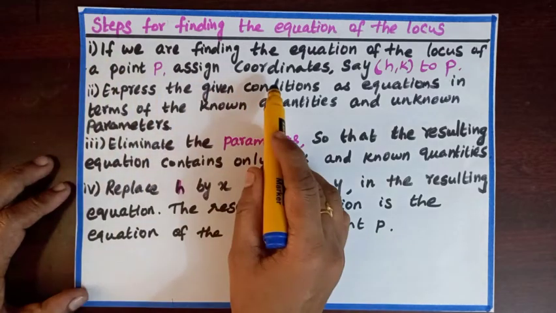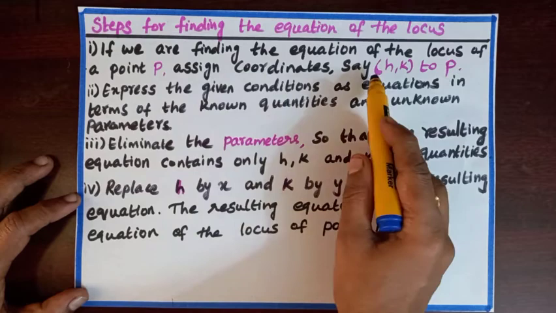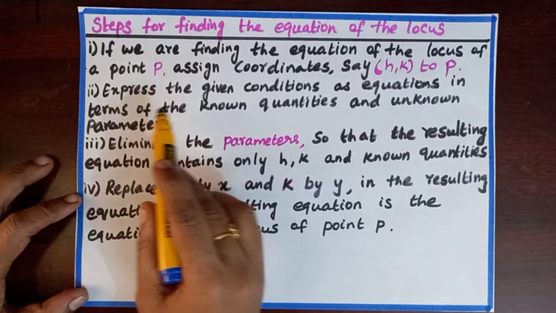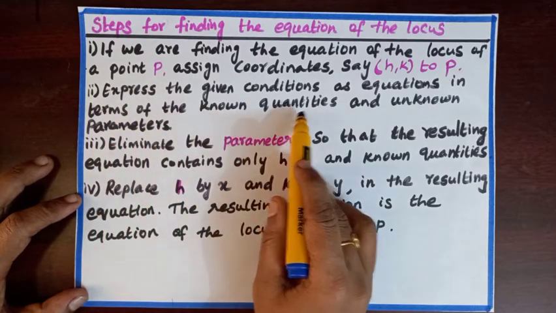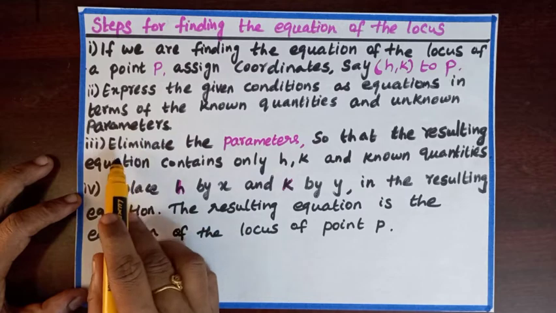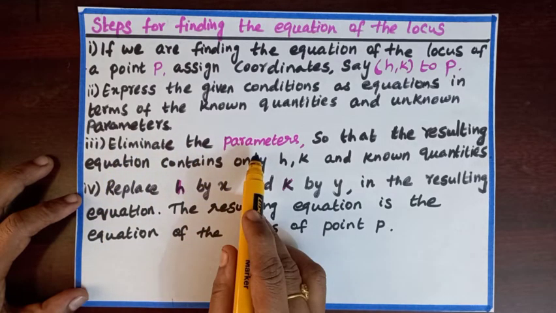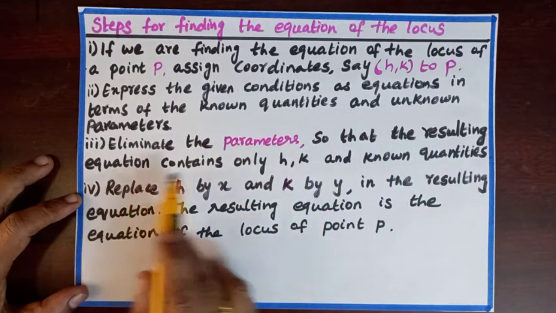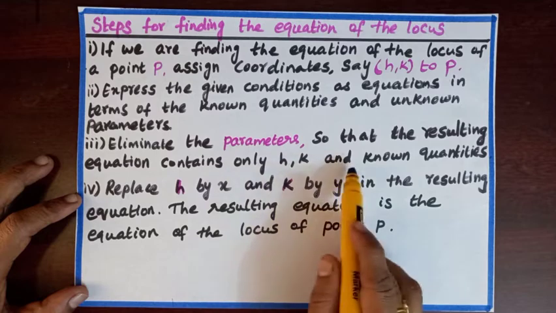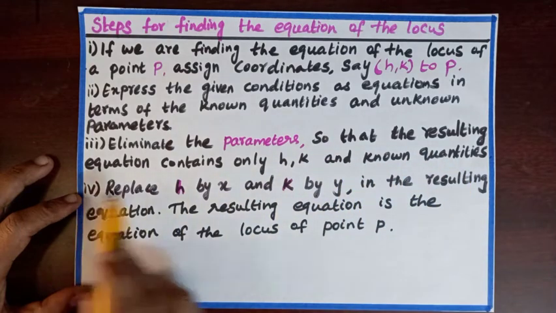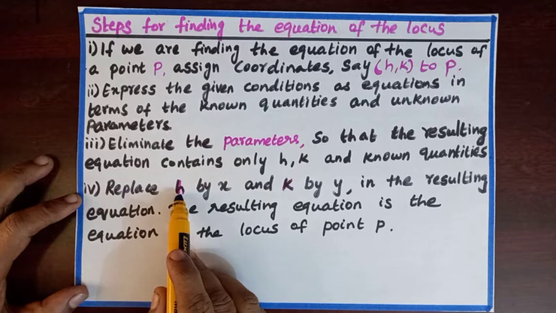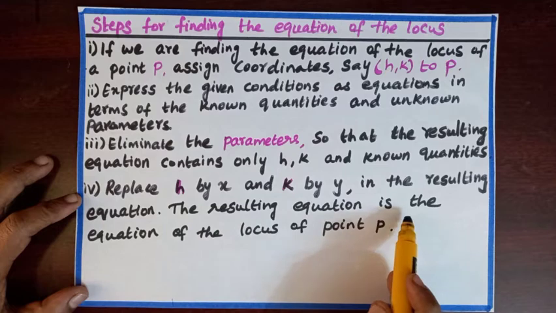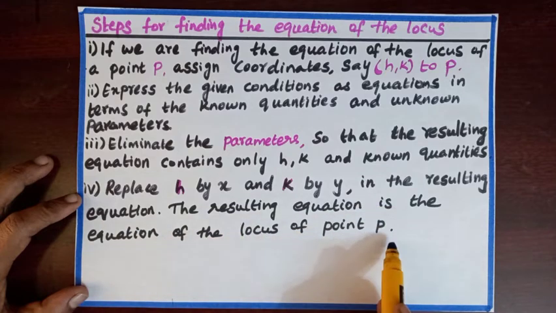Step 1. Whatever the coordinates given, they have to be assigned as h and k. Step 2. According to the condition, we have to write the equation in terms of known quantities and unknown parameters. Step 3. We need to eliminate the parameters. Parameters are nothing but varying quantities. Then we get the resulting equation in terms of h, k and known quantities. Step 4. In the resulting equation, we have to replace h by x and k by y. Then the resulting equation is the equation of the locus of point P.